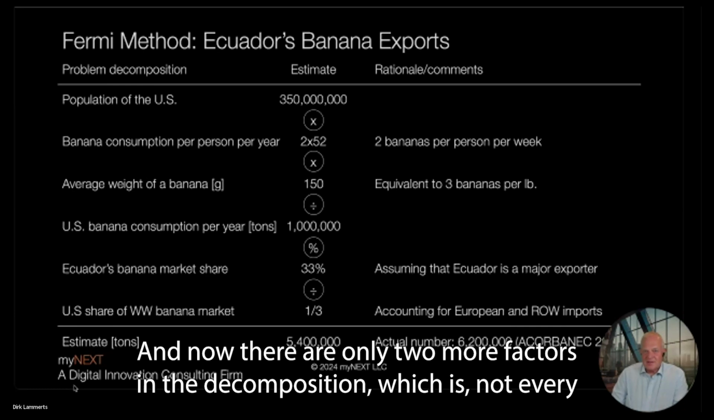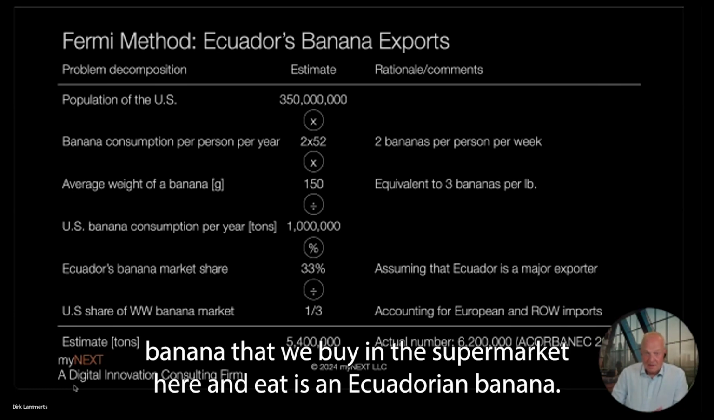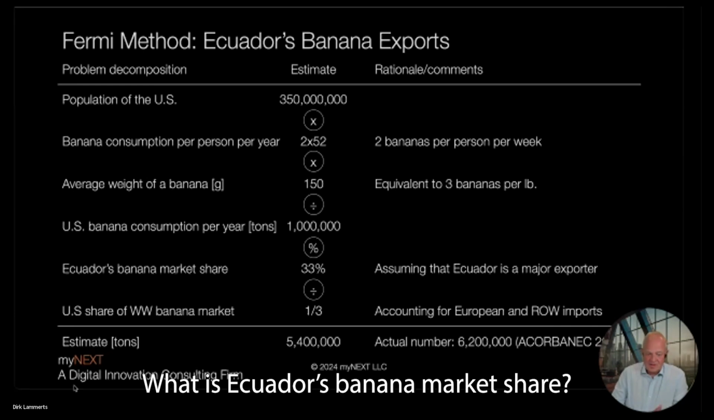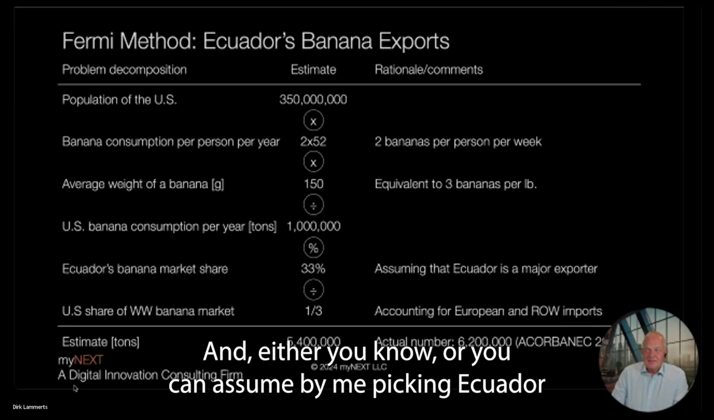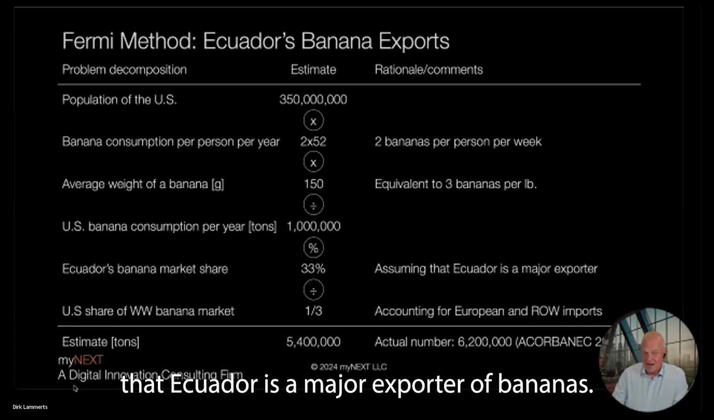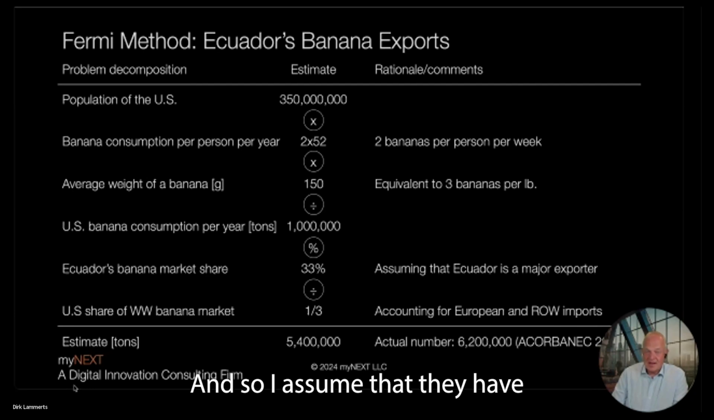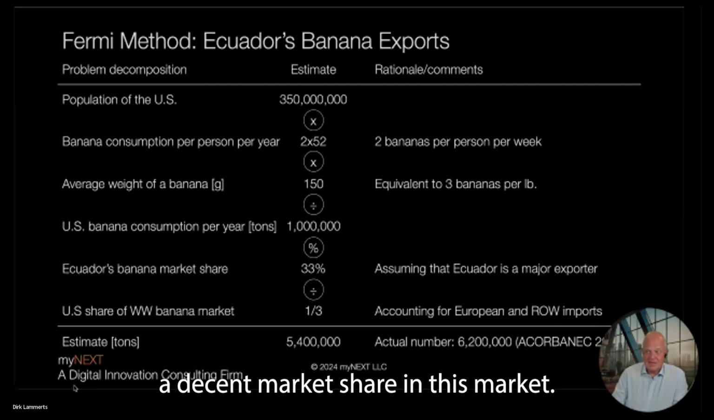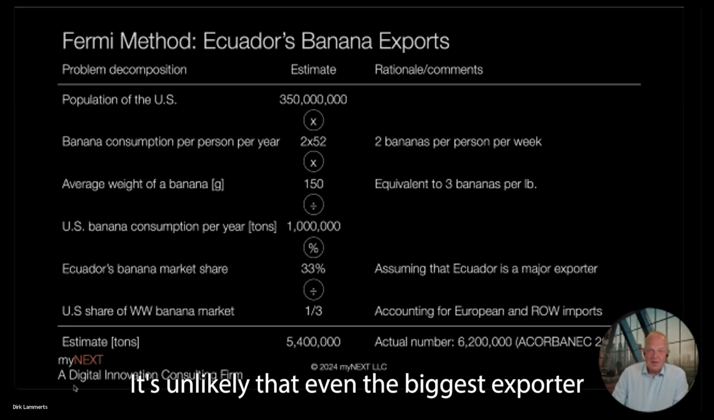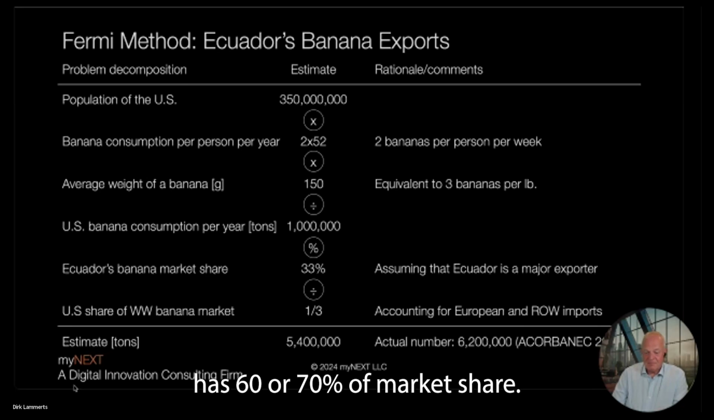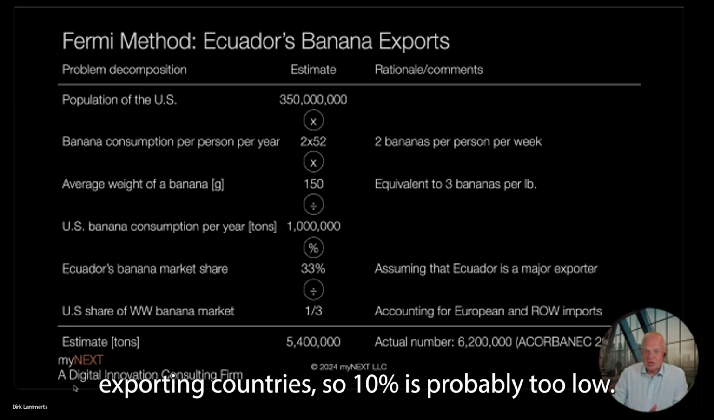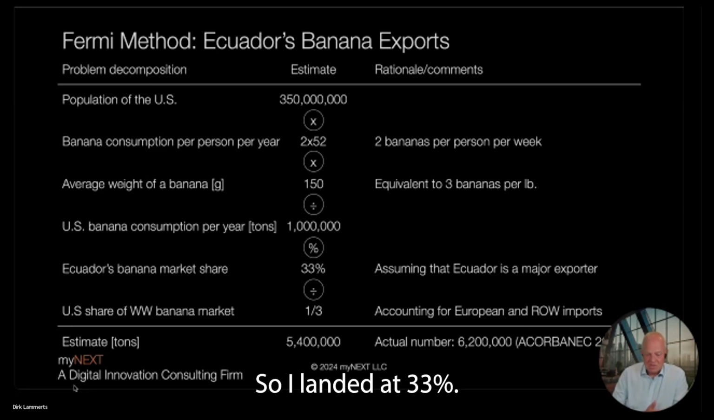And now there are only 2 more factors in the decomposition, which is not every banana that we buy in the supermarket here and eat is an Ecuadorian banana. What is Ecuador's banana market share? And either you know or you can assume by me picking Ecuador that Ecuador is a major exporter of bananas. And so I assumed that they have a decent market share in this market. It's unlikely that even the biggest exporter has 60, 70% of market share. I couldn't list 10 major banana exporting countries, so 10% is probably too low. So I landed at 33%.